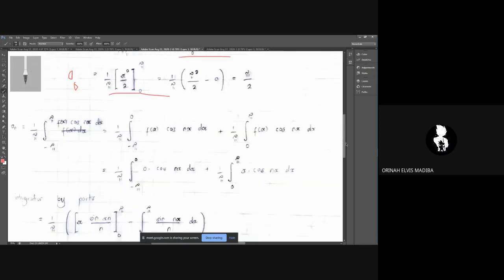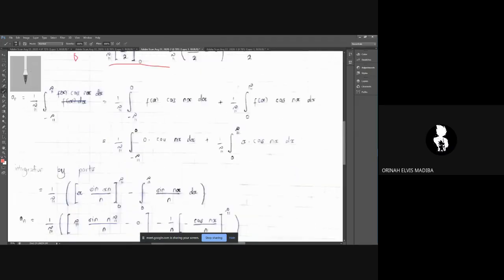We go to an. The formula for an is 1 over pi from -pi to pi of f(x) cos nx dx. We do the same thing and split it into 2 components because of the 2 steps in the function: 1 over pi from -pi to 0 of f(x) cos nx dx, plus 1 over pi from 0 to pi of f(x) cos nx dx. When we replace f(x) with 0 in the first, it already goes to 0. So we come to the second one, and this is what we are going to integrate.